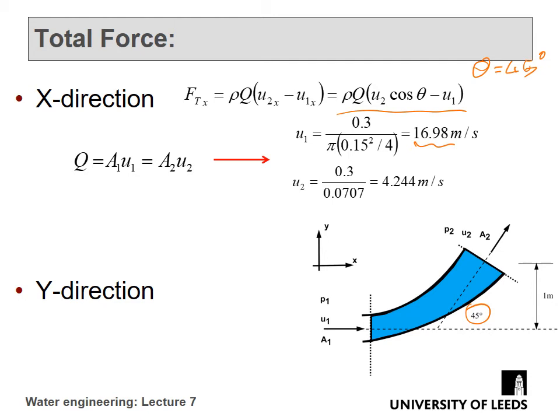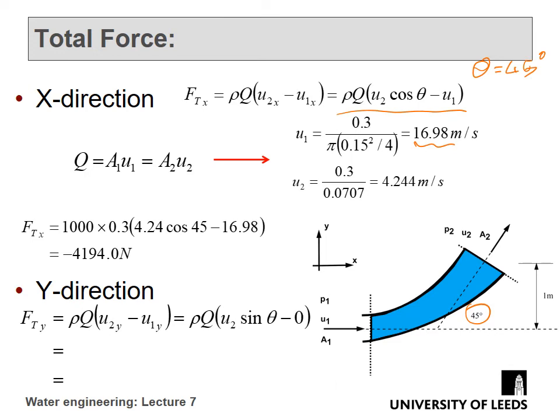Anyway, let's use these. We work out the total force in the x direction. It comes out to be minus 4194, so it's acting to the left on the fluid. In the y direction, it's Q rho U2 sine theta minus 0, because sine of 0 is 0. This comes out to be 900, acting vertically upwards. So that makes sense. It's pushing the fluid up and to the left.